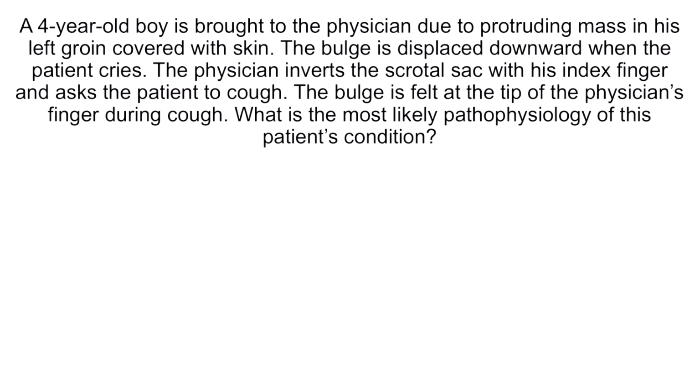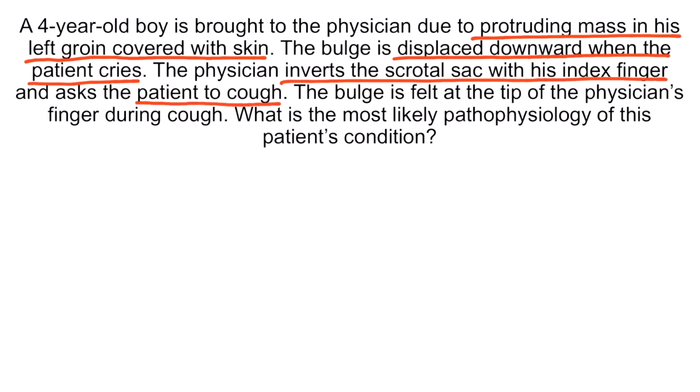This patient presents with a protruding mass in the left groin covered with skin. The bulge is displaced downward when the patient cries. These findings are consistent with the diagnosis of a non-incarcerated inguinal hernia. Now we need to determine whether this is an indirect or direct inguinal hernia. The physician inverts the scrotal sac with his index finger and asks the patient to cough. The bulge is felt at the tip of the physician's finger during cough.